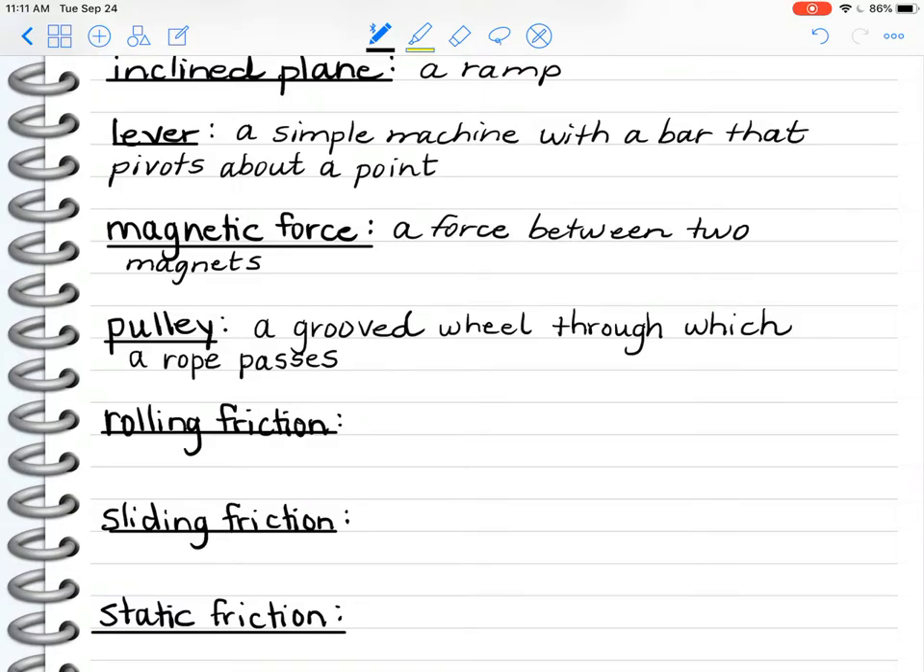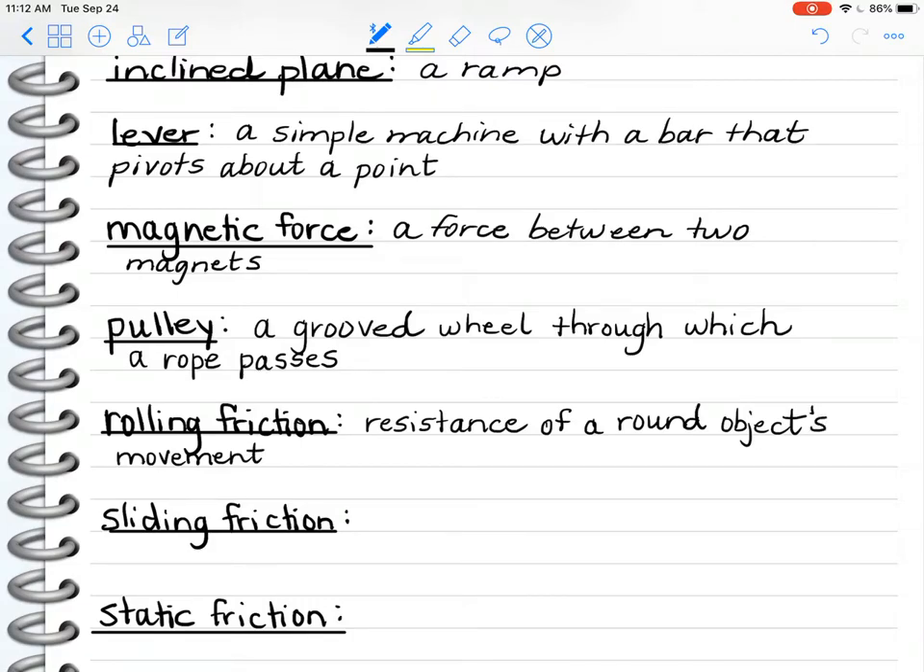Rolling friction. We know what friction is. Rolling friction is resistance, I caught it that time, of a round object's movement. So a basketball. A round object's movement has friction because it's round. It's rolling friction.